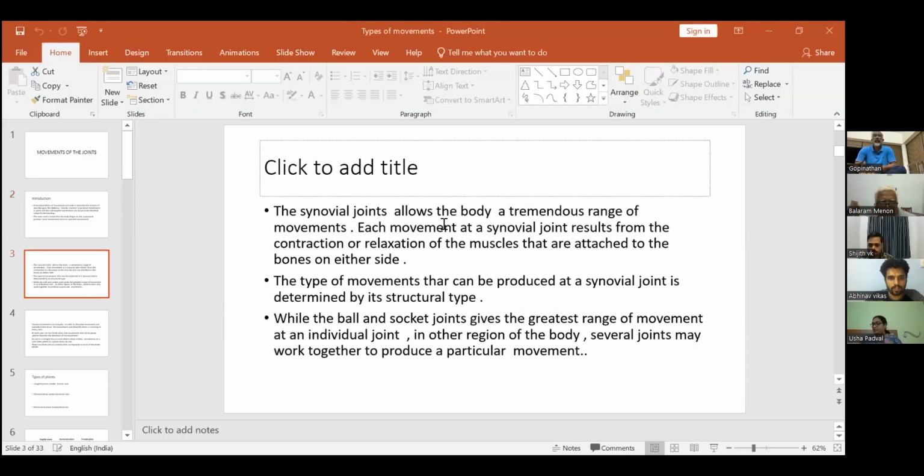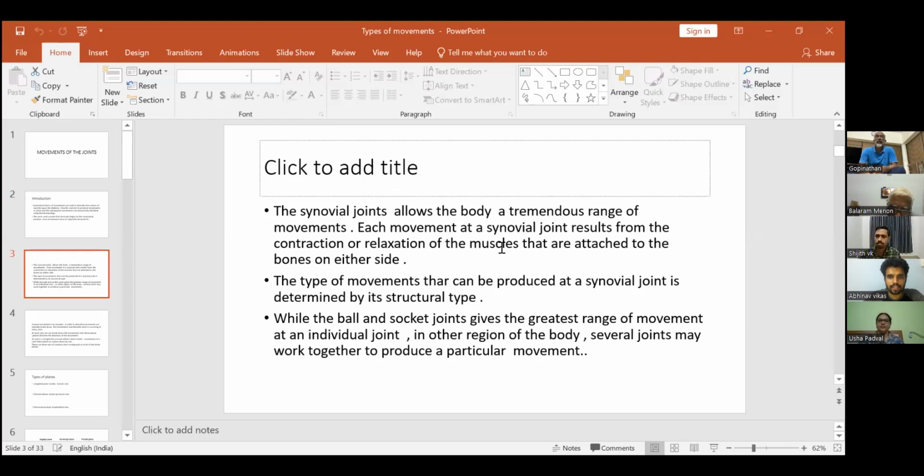The synovial joints allow the body a tremendous range of movements. Each movement at a synovial joint results from the contraction or the relaxation of the muscle. Generally, relaxation will not give any movement; it's only the contraction of the muscle. When one muscle is relaxing, the other muscle gets contracted. Always it works in pairs or groups.